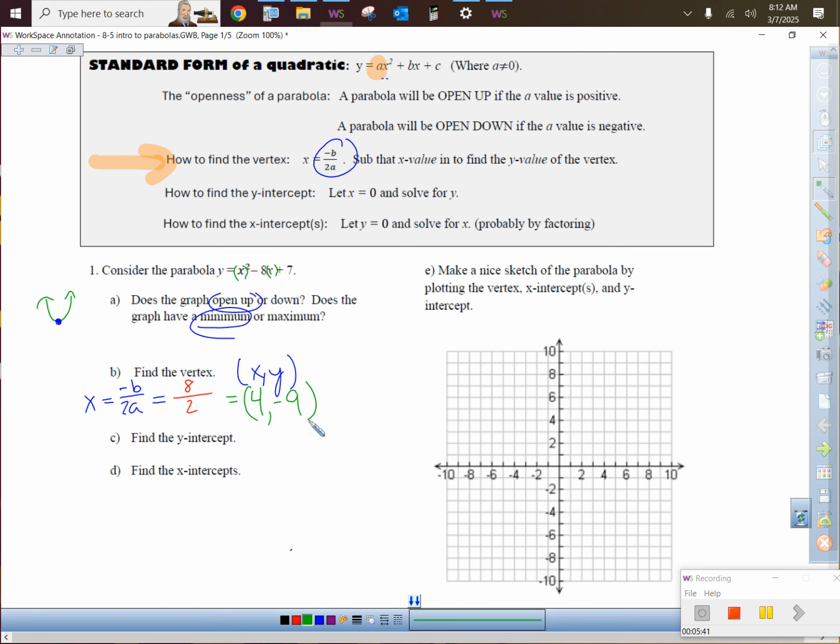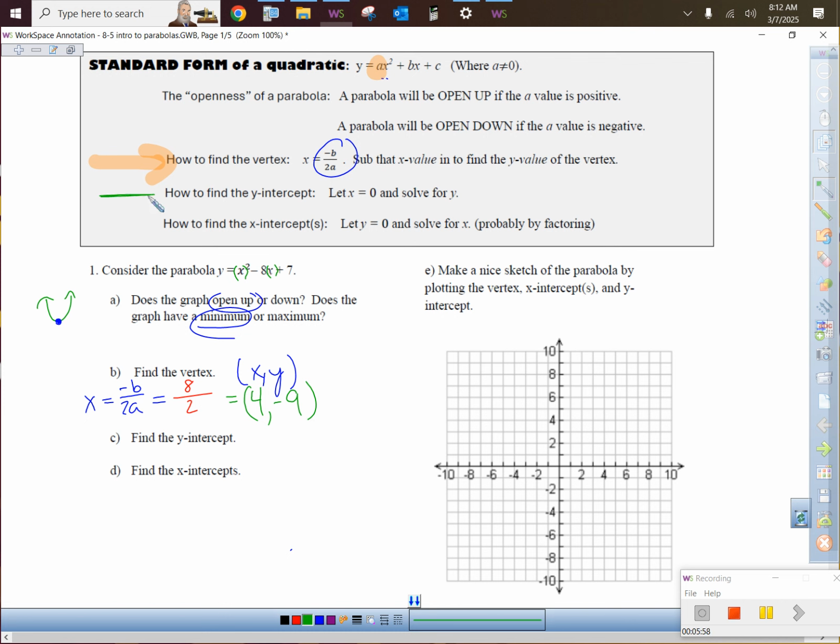So here's what we know so far. We're going to make a parabola. It's going to open up. It's going to have a minimum. The minimum is going to be right there at 4, -9. That is the vertex of this parabola. That's the lowest this graph will ever go. Cool?